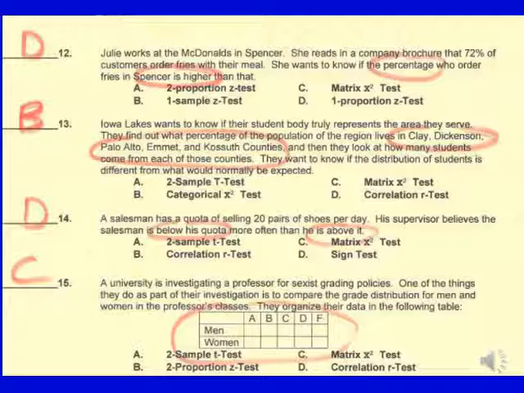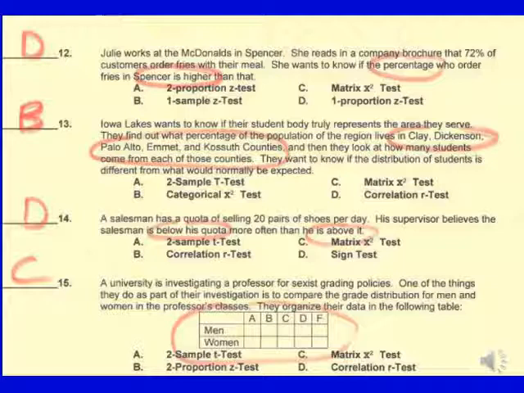What I circled on number 13 were all the different counties where Iowa Lakes is located. And there happen to be 5 of them. 5 is more than 2. And it's different categories is what we're looking at. We're looking at, is this distribution different from what it should be if it's random? And so it's a categorical chi-square test because we're looking at more than 2 different things, B.